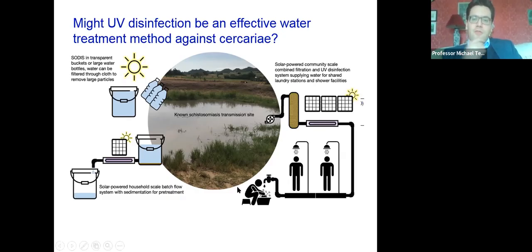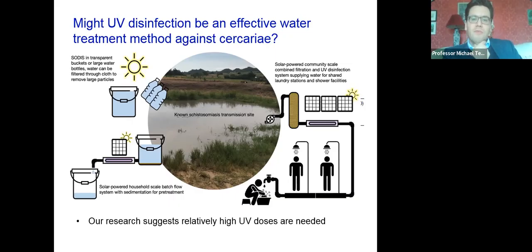So that was really interesting research also, and we found here that actually cercariae are probably quite a bit more resistant to UV than some of the waterborne pathogens for which we already have data.